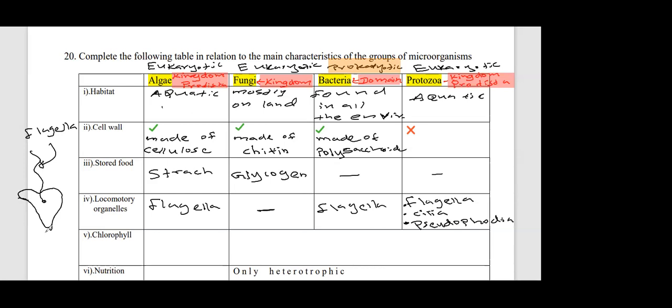Next, let's see whether chlorophyll is present or absent. Chlorophyll is present only in algae. All the others, chlorophyll is absent. That means they are heterotrophic. Only heterotrophic, the exception being bacteria, as some bacteria can be autotrophic.